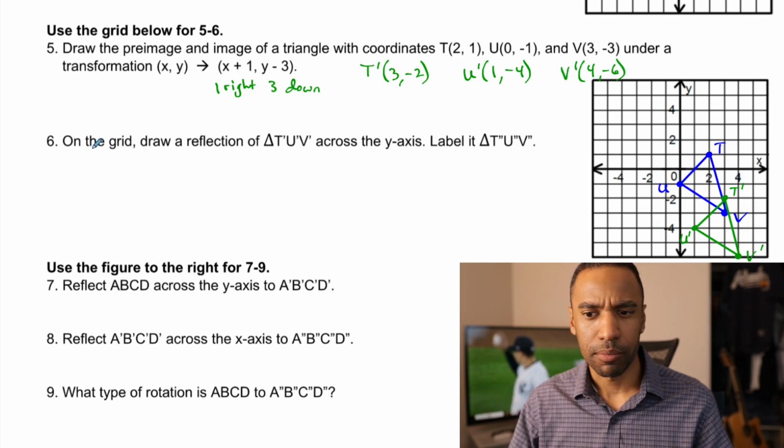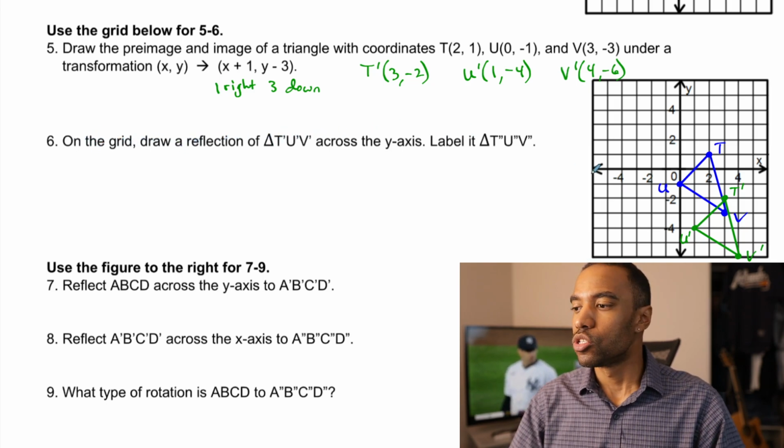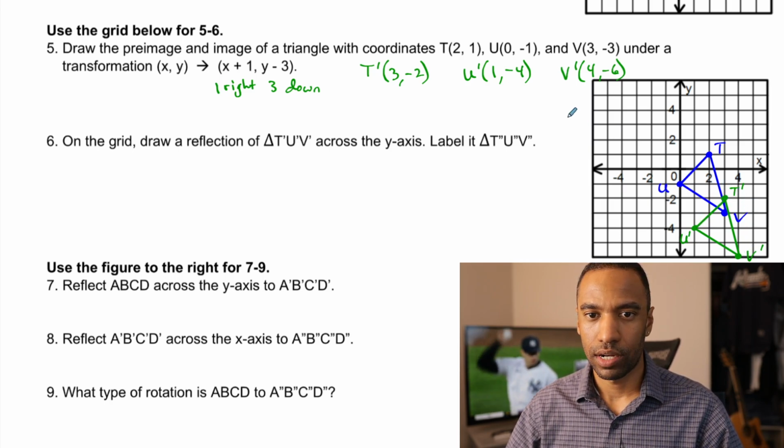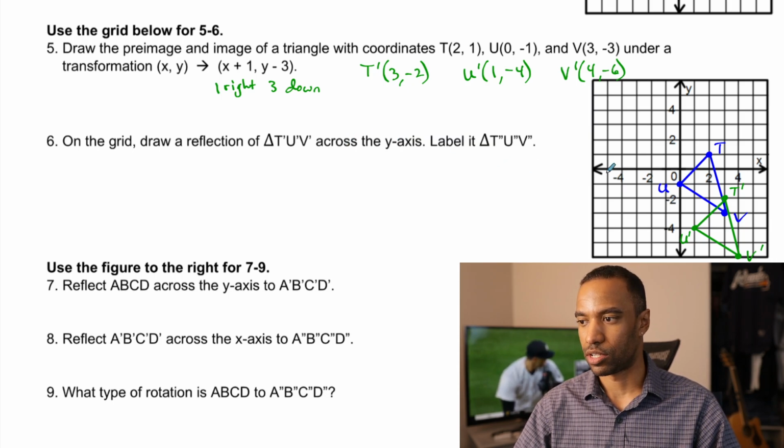Number 6, are we on number 6? I think, okay. On the grid, draw a reflection of triangle T prime. Okay, so what we're going to do, guys, we're going to take this green one, or these points that are right here, if you will, and we are going to reflect them across the y-axis.